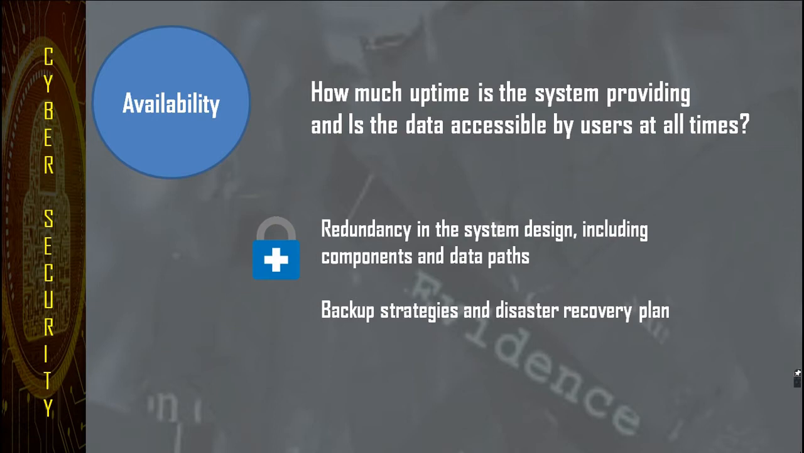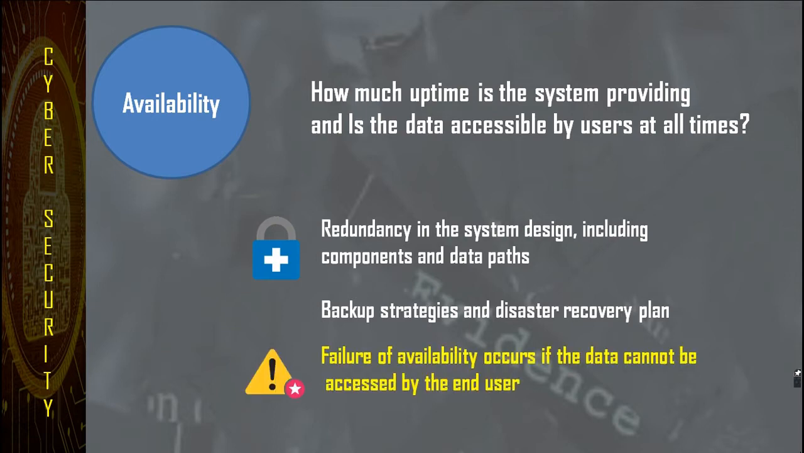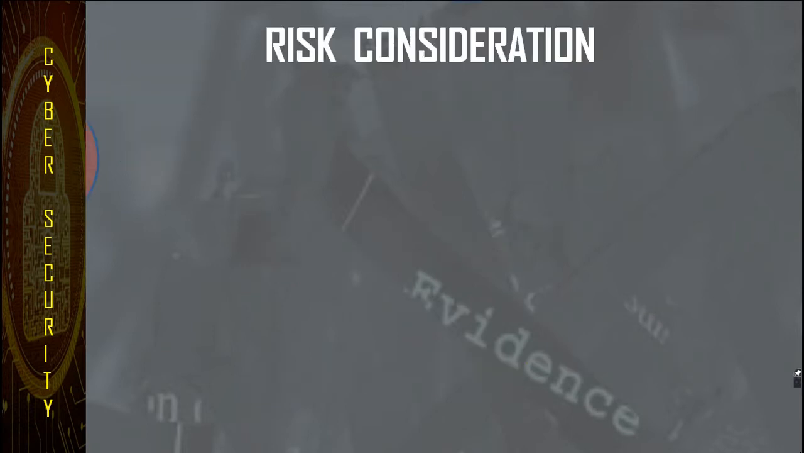Availability: how much uptime is the system providing? Is the data accessible by users at all times? Redundancy in the system design, including components and data paths. Backup strategies and disaster recovery plan. Failure of availability occurs if the data cannot be accessed by the end user.